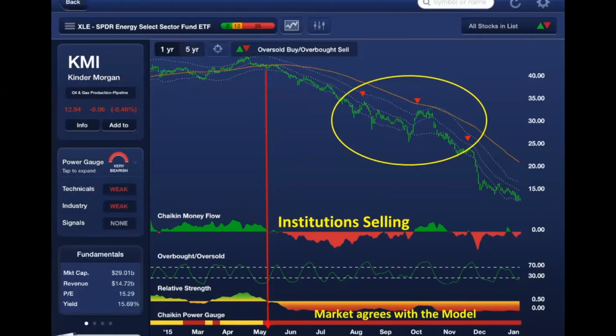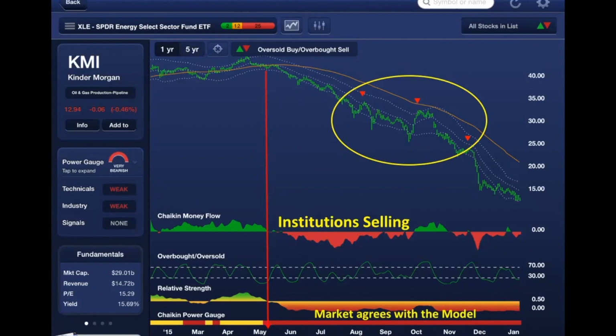This chart ends in 2016. You can see where the Power Gauge went bearish and where you had that bearish personality change, with the stock trading at about 40 on its way to 10. And along the way, the institutions were selling. It was underperforming the market, and you got these wonderful overbought sell signals.